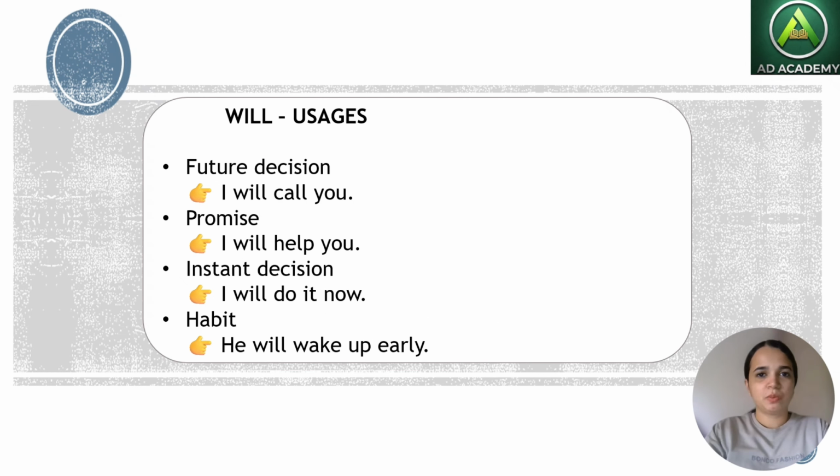Next is will. What's the difference between will and would? Will is used to denote future decisions. I will call you. I will do the homework. I will do the work. And for giving promises, I will help you. I will call you tomorrow. I will come tomorrow. For instant decision, I will do it now. I will cook the food now. And for showing habit, he will wake up early.